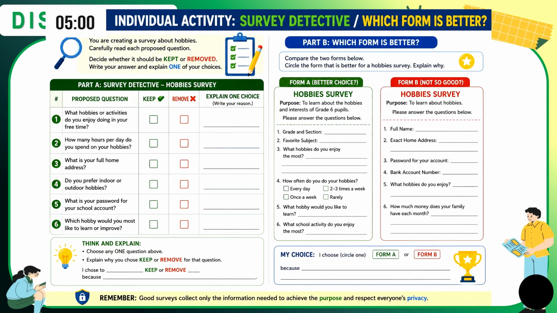Okay, so in Part A, Survey Detective, and then Part B, Which Form Is Better, you are going to compare two forms below and just write the letter, form A or form B, and then explain why you chose form A or form B. Okay, timer starts now.